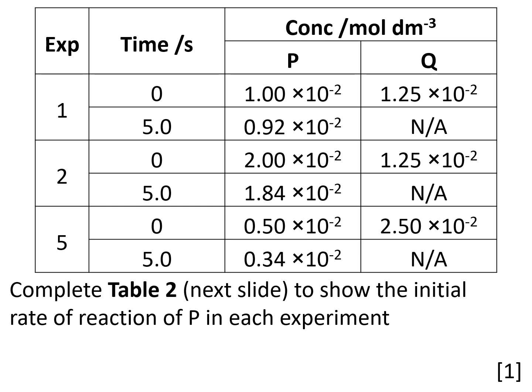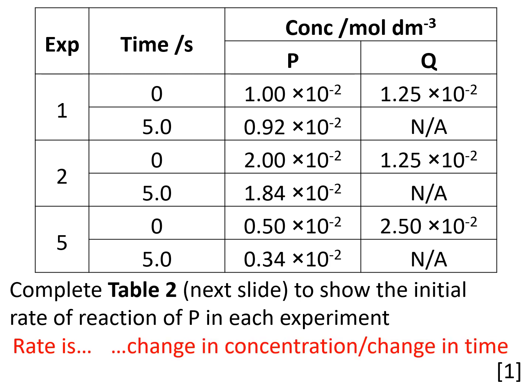Okay, so from this, it's a good idea to have an understanding of what rate actually is. We can think of the rate of reaction as a change in concentration divided by a change in time. So for P in experiment 1, we can see that the concentration has been reduced from 1.00 times 10 to the minus 2 moles per decimeter cubed to 0.92 times 10 to the minus 2 moles per decimeter cubed in the first 5 seconds. So we've got a change in concentration divided by a change in time. You'll need that data to answer the first part of the question, so if you've got a photograph, or if not, now's the time to take one.